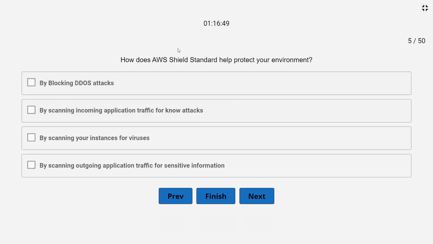How does AWS Shield Standard help protect your environment?